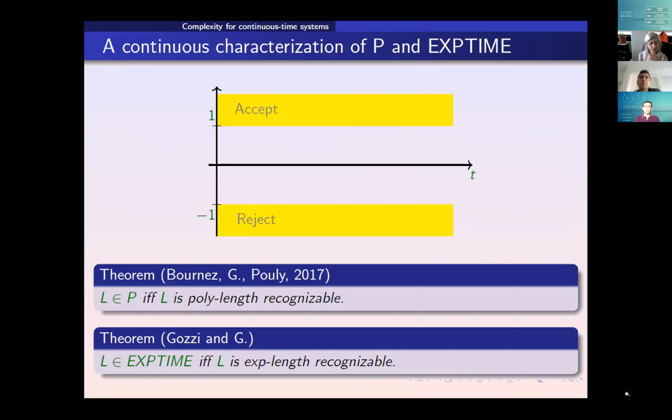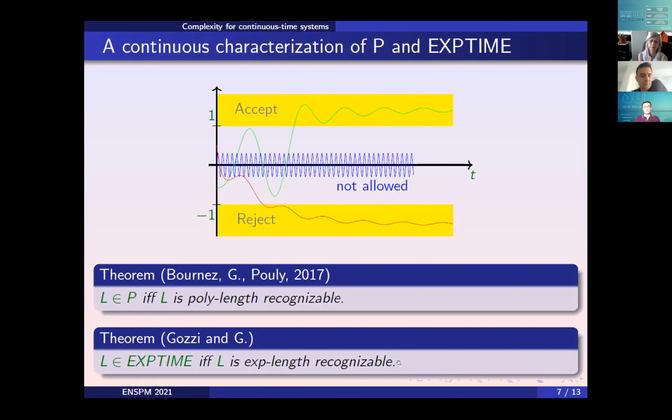And actually, this was an earlier result by Olivier Bournez, myself, and Amaury Pouly: we can characterize, for example, the class P. Basically, if you have some word, you encode it as a real, and then you have a solution that, after a length which is polynomial in the size of the input, has either reached the accepting region or the rejecting region. If you have a language that has this property, we call it polylength recognizable. And we have shown that P is exactly the class of polylength recognizable languages.